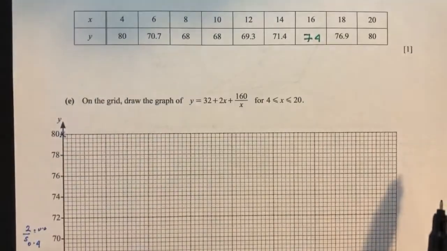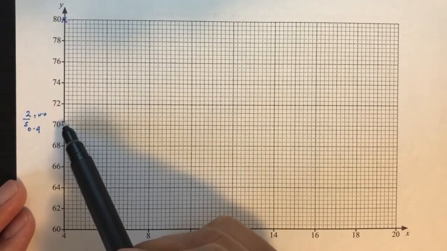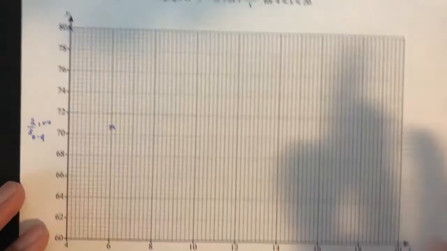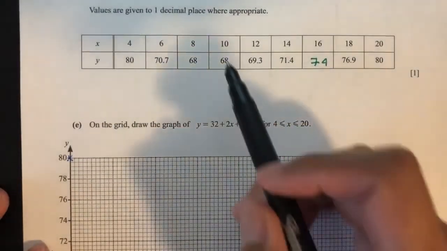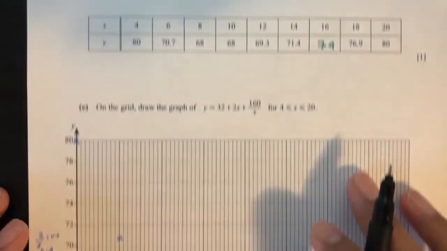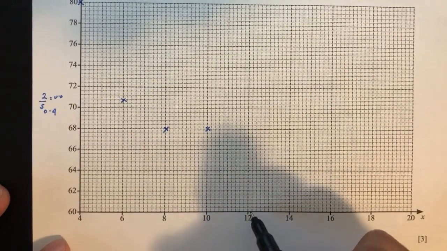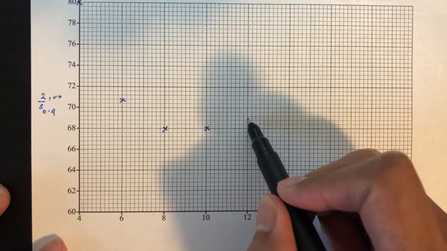So we have to find the value of 70.7. So 70 is here. So 70.4, 70.8, it will be just below that. It will be about this line. Okay, so next one will be 868. So 8 is here, 68 is here, easy. Next one is 1068. So 1068 will be here as well. And the next one will be 1269.3.